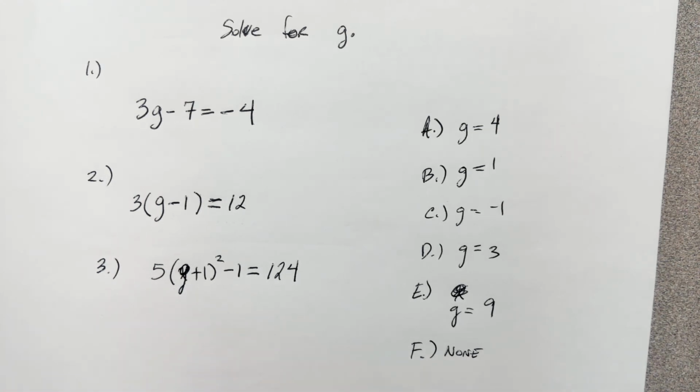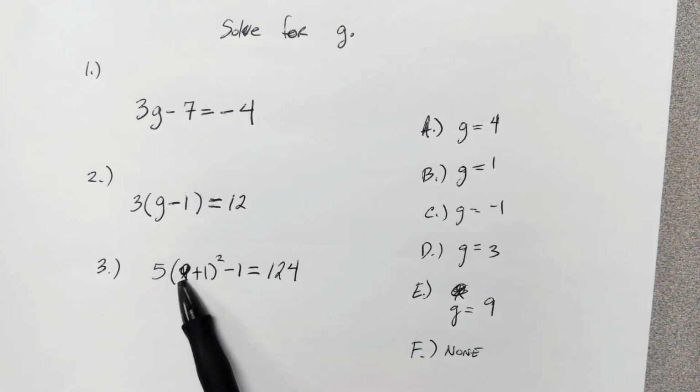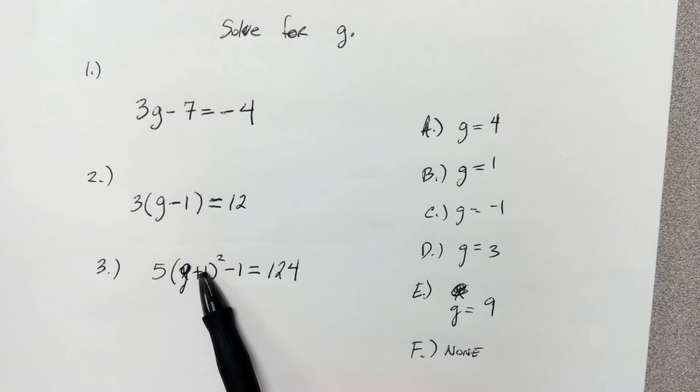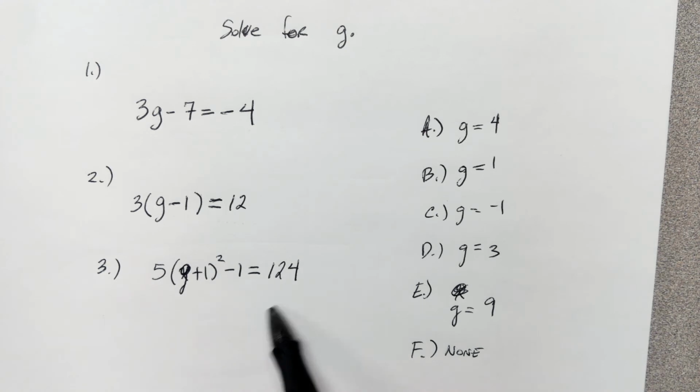So, Yolanda, where do you think A goes? A is 4. Yeah, G equals 4. And neither. You think it doesn't fit anywhere? That's right. Okay. Wait, I'm sorry. It goes on number 3. So you think G equals 4 is the answer for 3. Okay, let's find out. I'm going to plug it in and check. So 4 plus 1 is 5. 5 squared is 25. 25 times 5 is 125. Minus 1, 124.